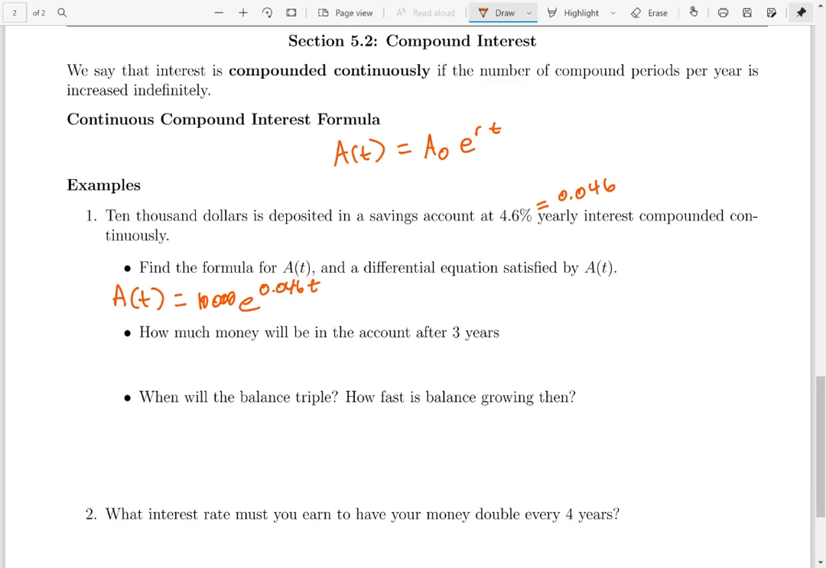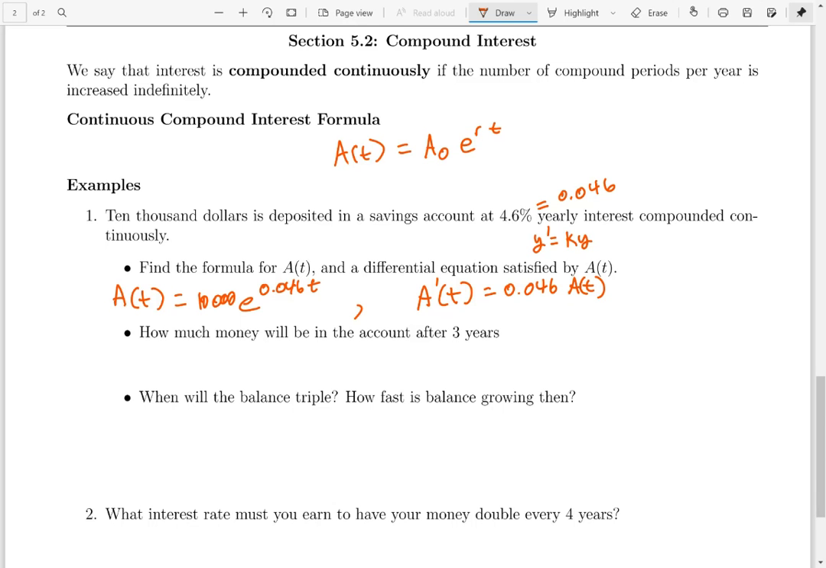And if we want a differential equation satisfied by A of t, remember that the differential equations we're looking for are y prime equals k times y. So this is going to be A prime of t equals that constant k, but in this situation it's really r, 0.046, times the original function, A of t.